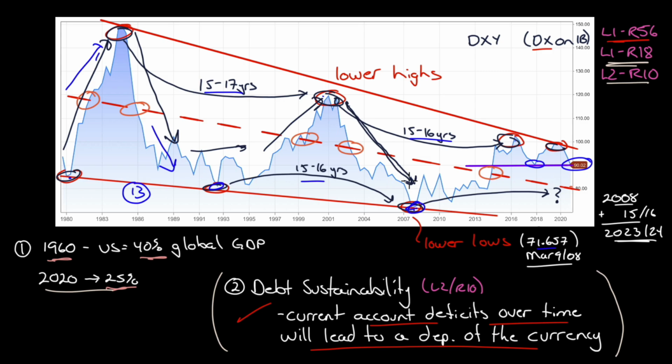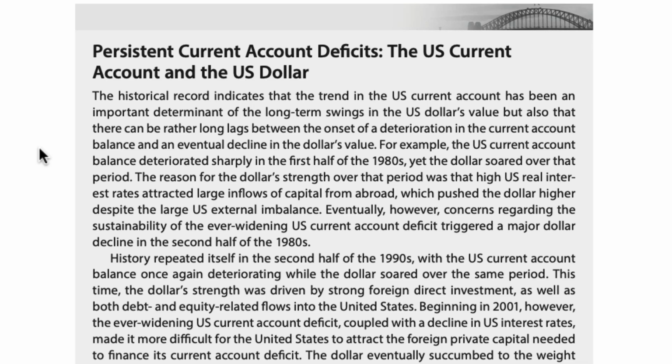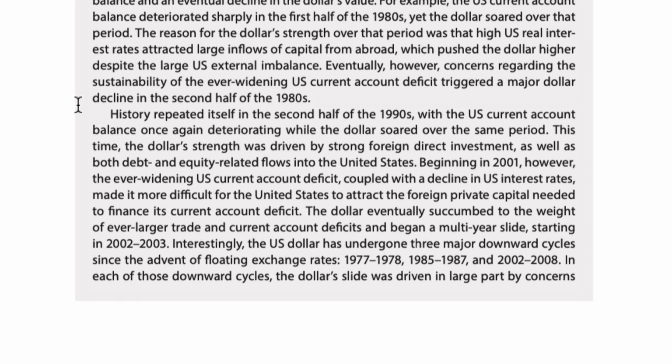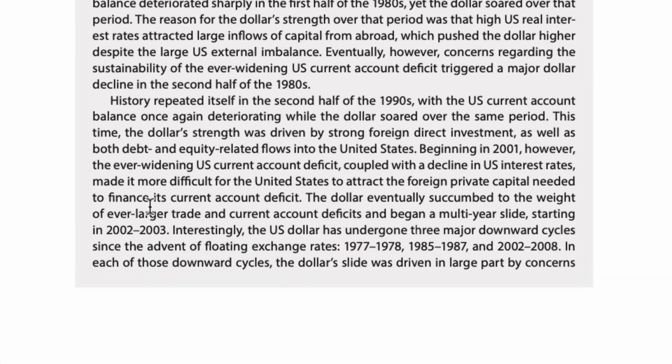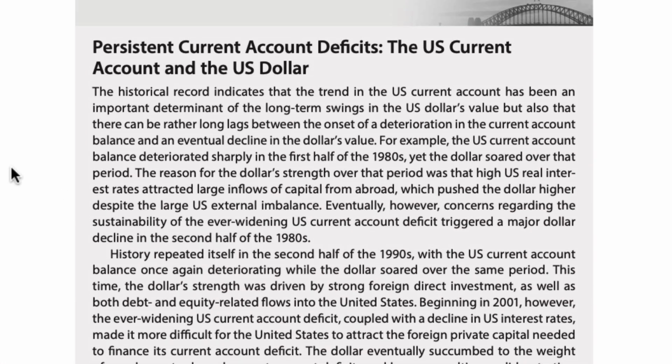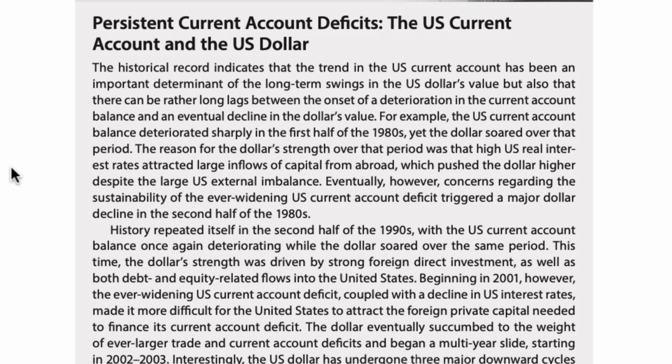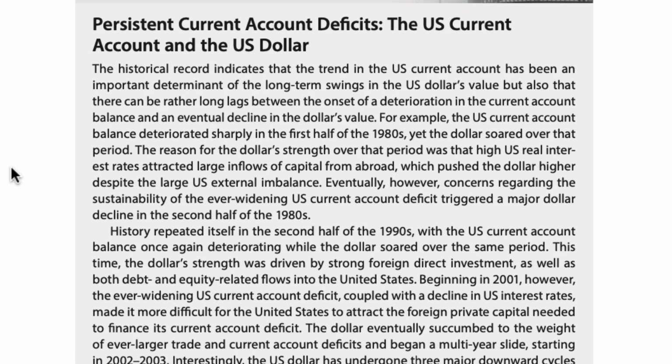Let's do that little reading first. Okay, you will find this in your level 2 reading, reading 10. Persistent current account deficits, the U.S. current account and the U.S. dollar. It's not very long, it's very short, so we'll read it. I know that some people prefer to read on the screen themselves, so I'll place it in the middle of the screen. You can hit pause and read it on your own, or I will just read it here. The historical record indicates that the trend in the U.S.